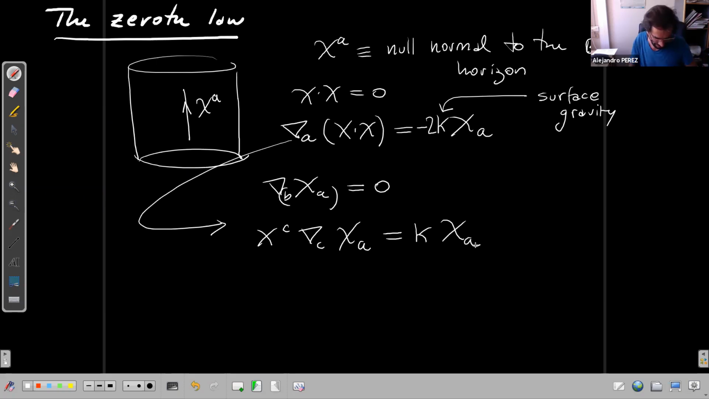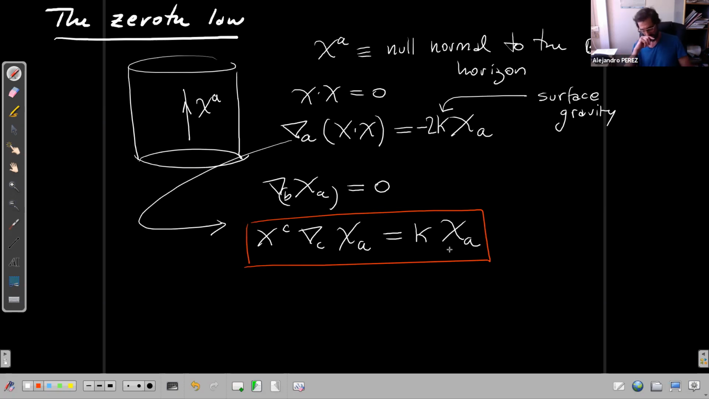And so, as advertised before, the generator of the horizon is geodesic, but it's not affinely parameterized. Instead of getting 0 here, we're getting something times chi itself. So this is the non-affinely parameterized geodesic equation, and kappa, the surface gravity, can be interpreted as telling us how much we deviate from having a generator which is affinely parameterized.